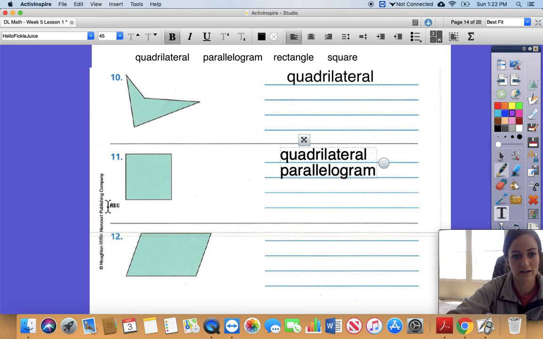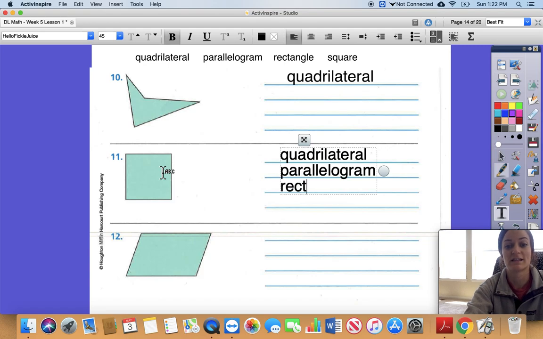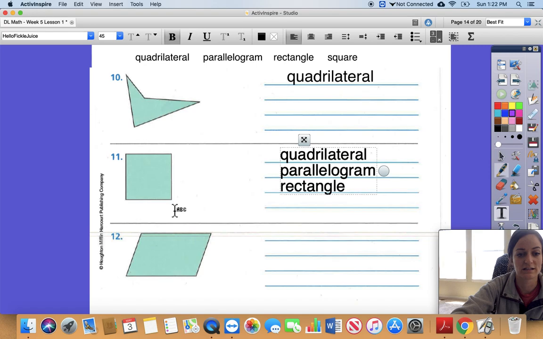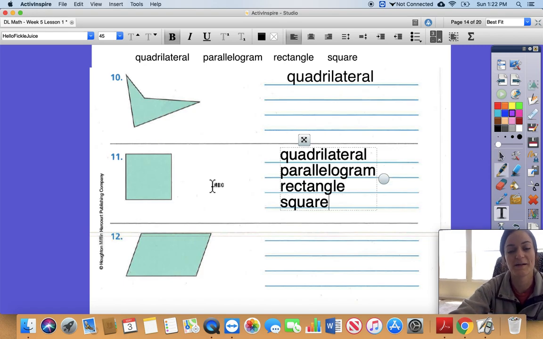All right, is it a rectangle? A definition of rectangle is a parallelogram, which we already said it is, but that has 4 right angles. Does this one have 4 right angles? Yes, so this is a rectangle. And is it a square? The definition of a square is a type of rectangle that has all equal sides, so all the sides are the same length. Would you say that all these sides are the same length? Yes, so this one's a square. Okay, so this one's actually all of them. It's a quadrilateral, it's a parallelogram, it's a rectangle, and it's a square.